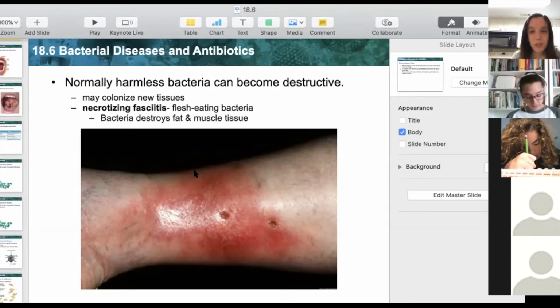Now, thankfully, this is very rare. Necrotizing fasciitis is not a very common thing, and it can be treated with antibiotics. In severe cases, they have to do amputation, but that's a last resort, and many times they can treat it with antibiotics before it gets to that point.